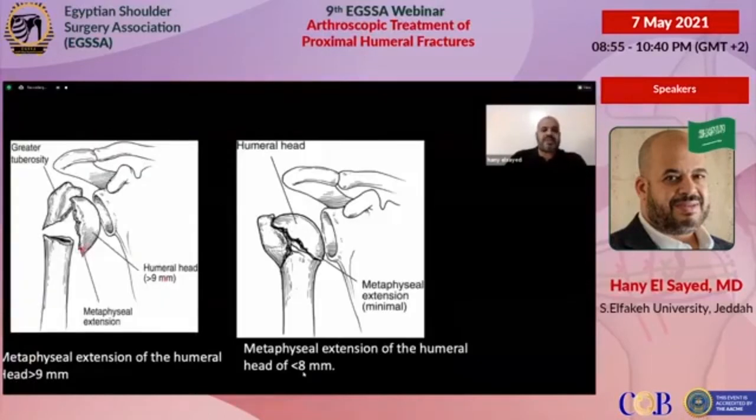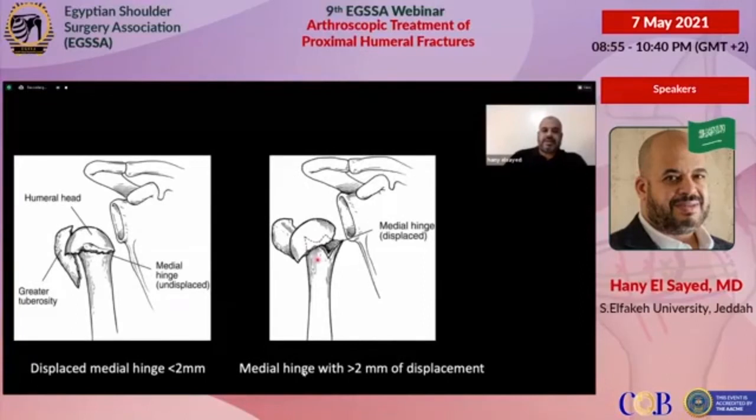As you see here, this is the metaphyseal extension. It's more than 9 millimeters, so it's a good functional outcome. But here, the metaphyseal extension is less than 8 millimeters, so it's a bad outcome. This is the medial hinge non-displaced or displaced less than 2 millimeters, and this is the medial hinge more than 2 millimeters.